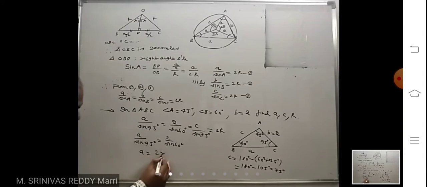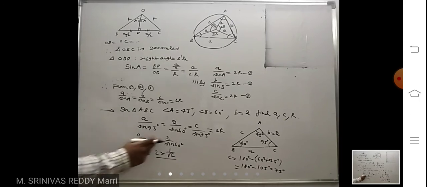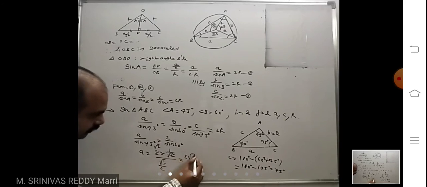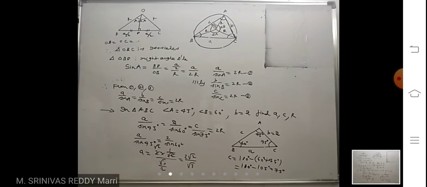A equal to 2 into sine 45, that is 1 by root 2, bring this side, divided by root 3 by 2. So you will get this, cancel root 2, this root 2 will come up. So 2 root 2 divided by root 3. So side A is nothing but 2 root 2 divided by root 3.